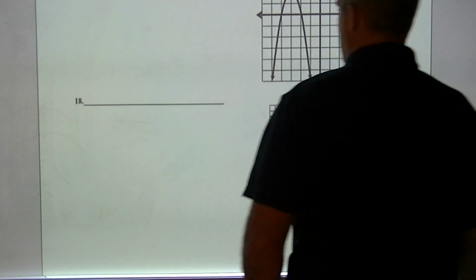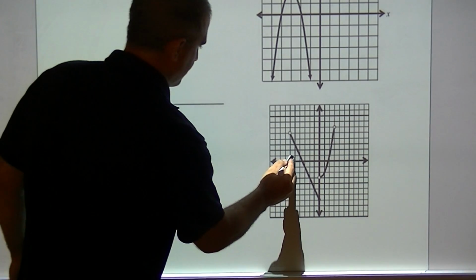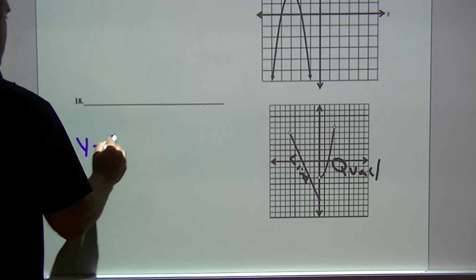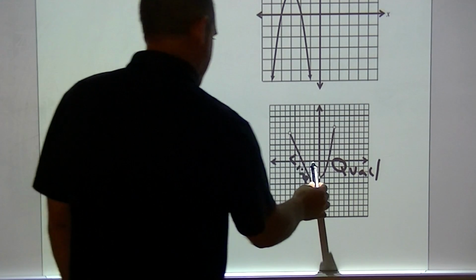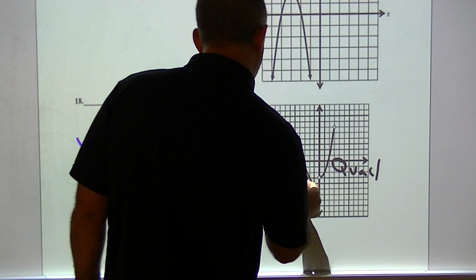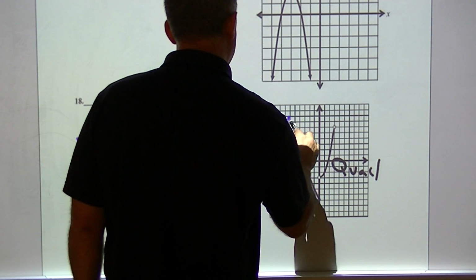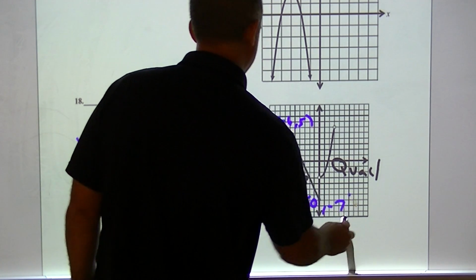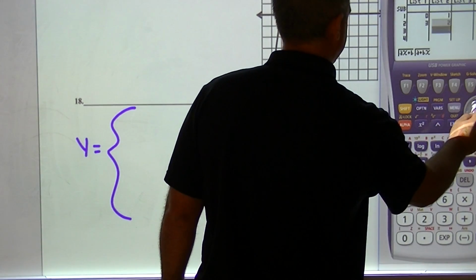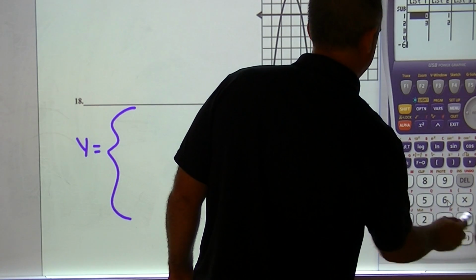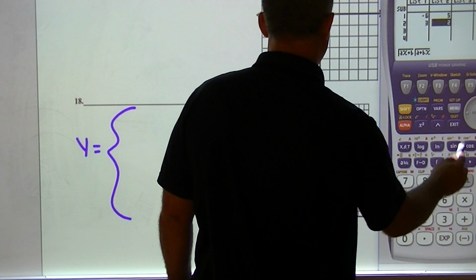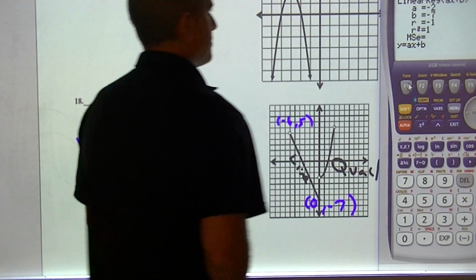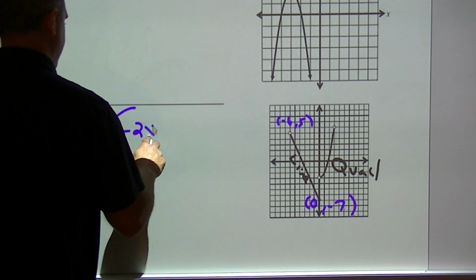Now this is another piecewise. This is a line, and this is a quadratic. Let's go ahead and handle the line first. So this is negative 6, 5, and this is 0, negative 7. I'm going to use the regression for that. Negative 6, 5 and 0, negative 7. ax plus b, so that's going to be negative 2x minus 7 for that.